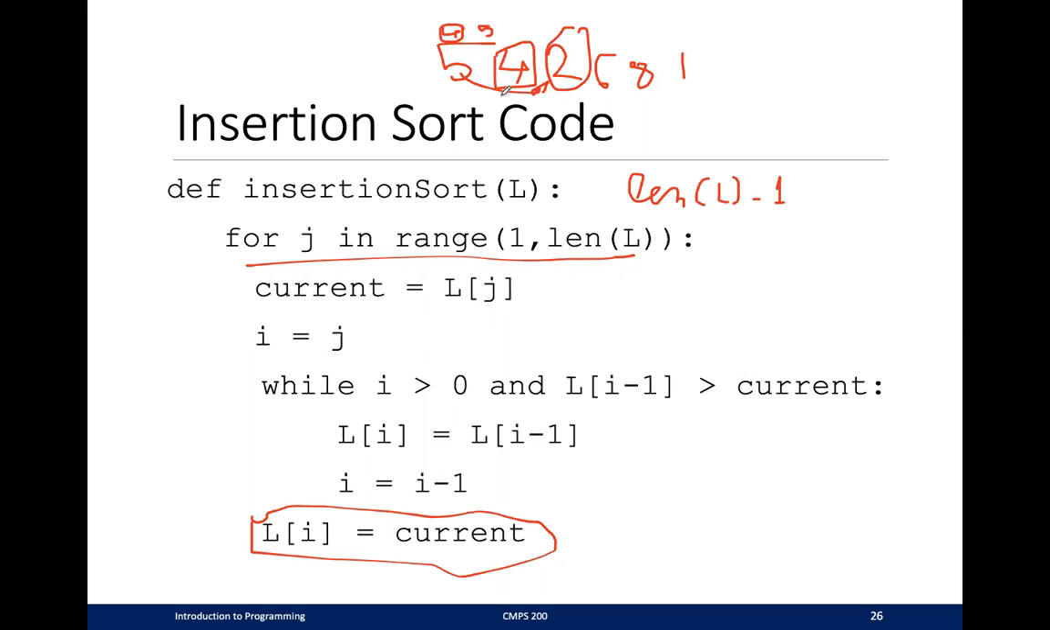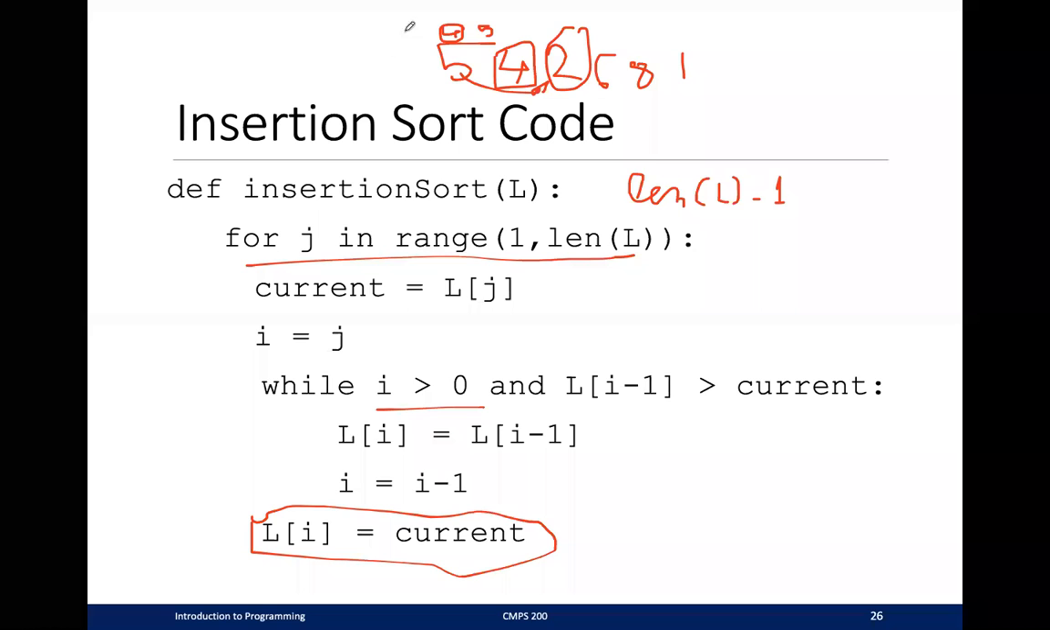You will push the 4 to this position, and you're going to decrement the I. And then you will hit here, you will exit this loop because I is now equal to 0. And so you will just put L of 0 equal to 2. So 2 will be inserted here.